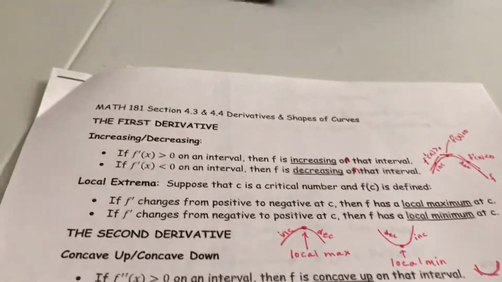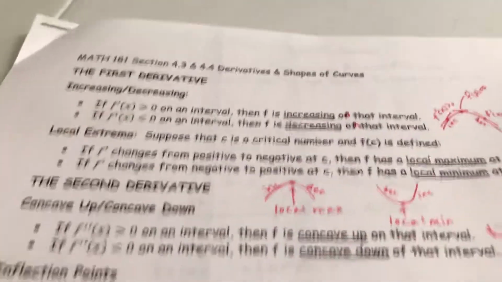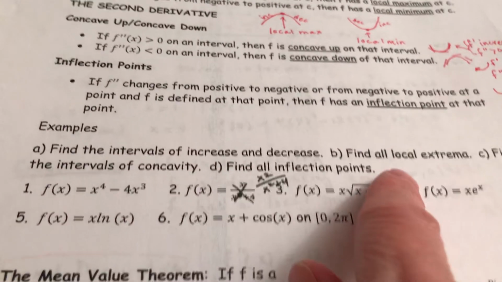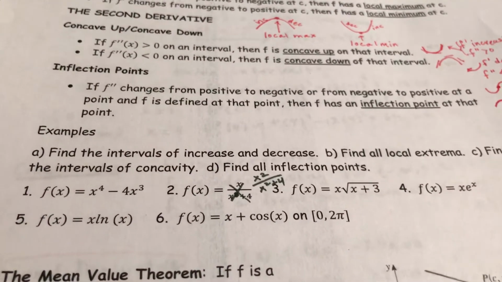Hello, calculus students, Math 181. I'm doing number 1 down here, and we did A and B. We're going to do C and D, which is looking at the second derivative.